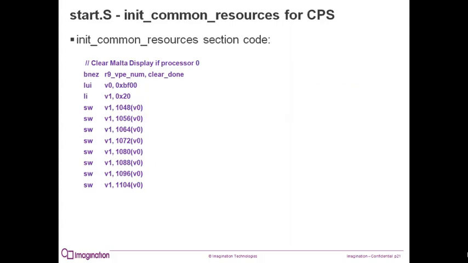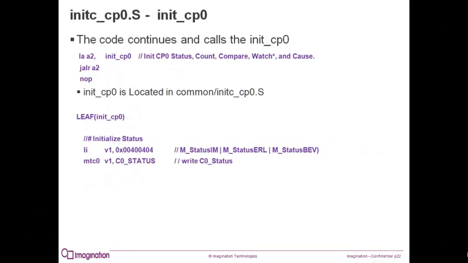Back to start.s. If the code is executing on core 0 VPE 0, then it clears the display on the multiboard. The code calls the init CP0 function. The init CP0 function is much the same as it is for a single core, so I won't cover it in detail. The first thing it does is set the status register to a known value for this board.